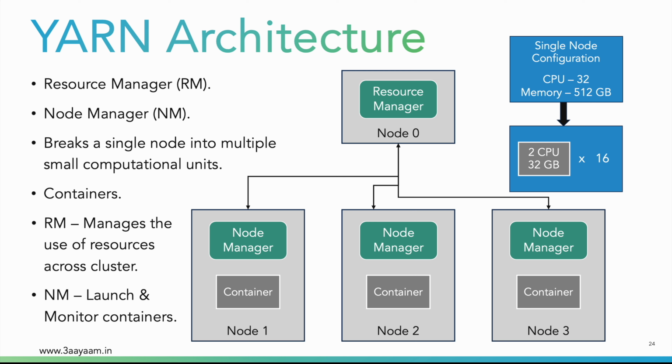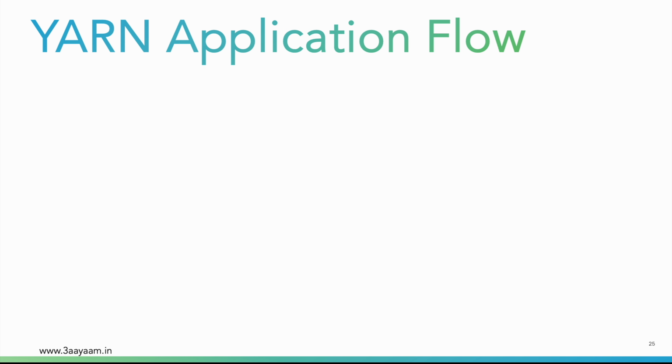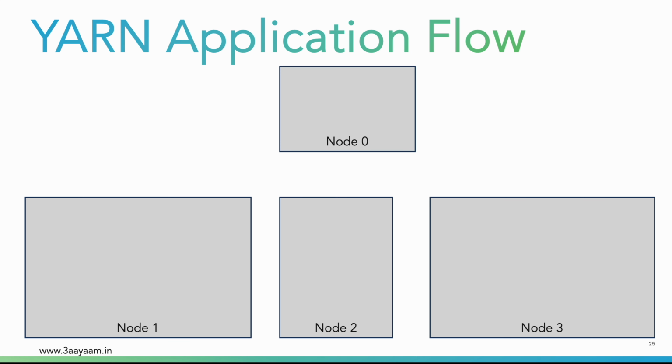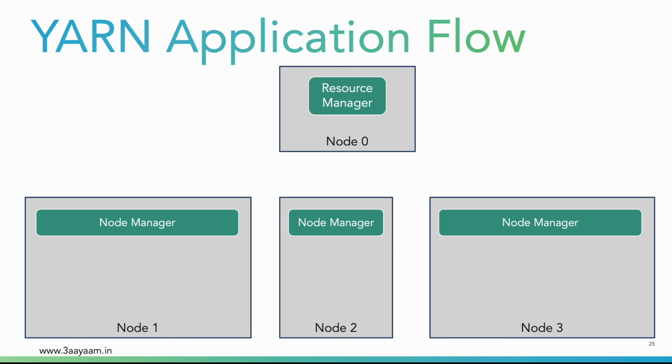Now, after talking about the architecture of Yarn, let's understand the application flow. So what happens whenever we submit an application like a MapReduce code or a Spark code? So again, we have the same cluster. Node 0 is the primary node or master node. Node 1, node 2 and node 3 are the compute nodes, and it has Yarn components installed in it. Node 0 contains resource manager, and node 1, 2 and 3 would contain the node manager components.